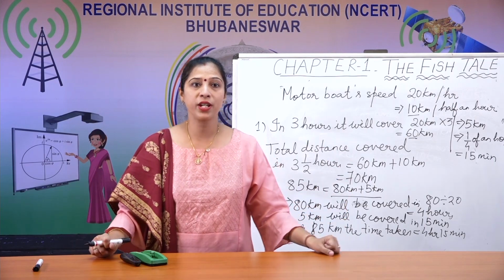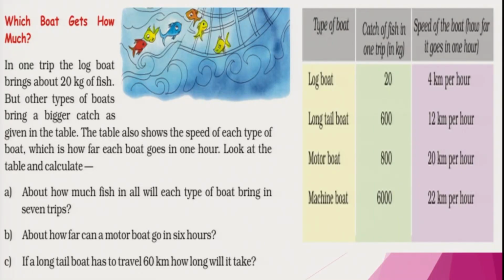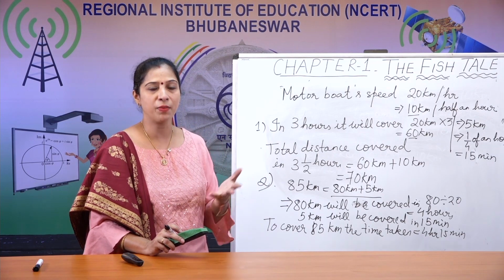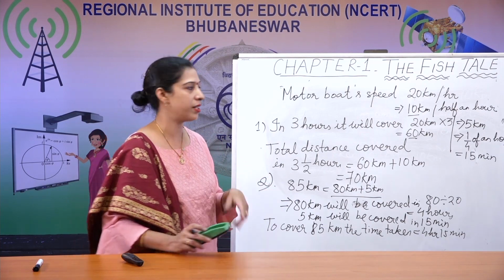So in one trip, let's see the question, look at the table and let's calculate about how much fish in all will each type of boat bring in 7 trips. So let's see how much fish they can bring in one trip, and we can multiply by 7 to get how much fish they can bring in 7 trips.